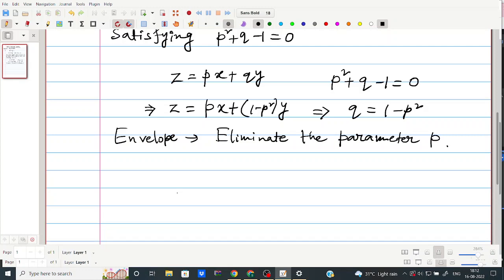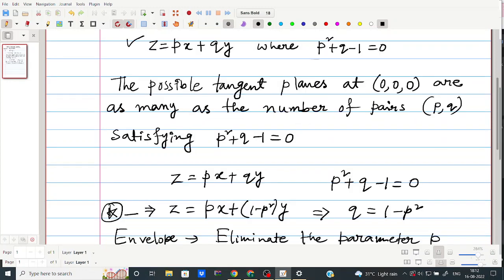Envelope means you have to eliminate the parameter. It is a two parameter family. P and Q are the parameters, but P and Q satisfy this relation, p squared plus q minus 1 equal to 0. So what I did is make this equation a one parameter family. Now I eliminate this parameter p, so I have to eliminate only one parameter.